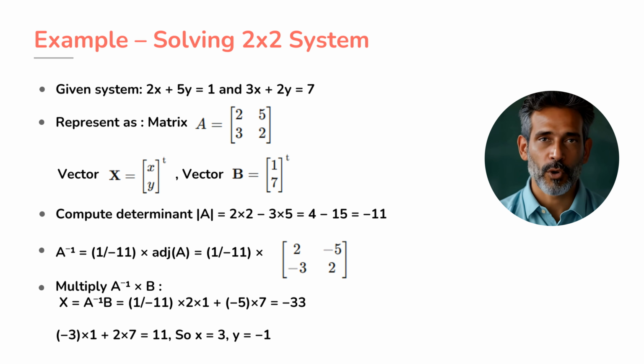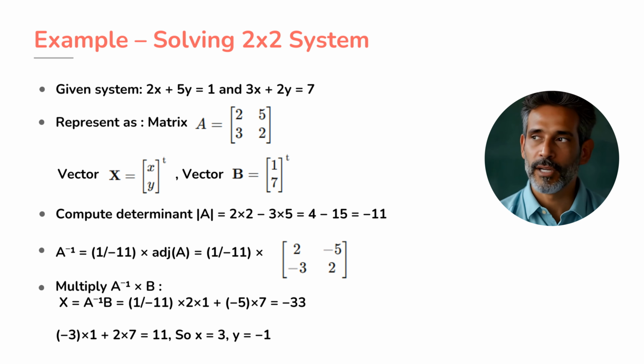Let's see how this works with a two-variable example. We are given 2x plus 5y equals 1, 3x plus 2y equals 7. First, write the coefficient matrix A as 2, 5, 3, 2. Then mod A equals 2 into 2 minus 3 into 5, which is 4 minus 15 equals minus 11. Now let's find A inverse. The adjoint of A is 2, negative 5, negative 3, 2.